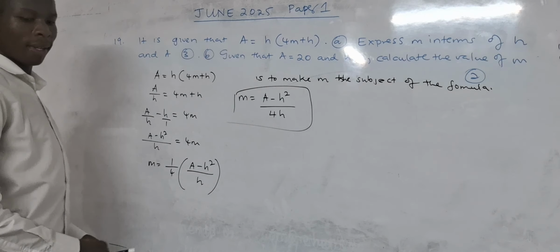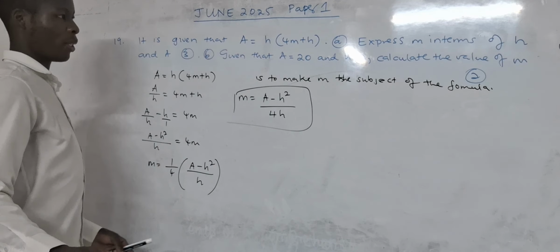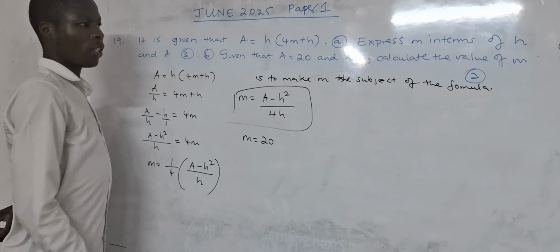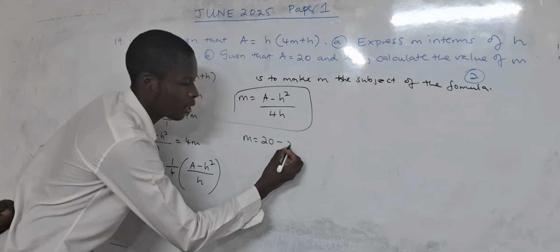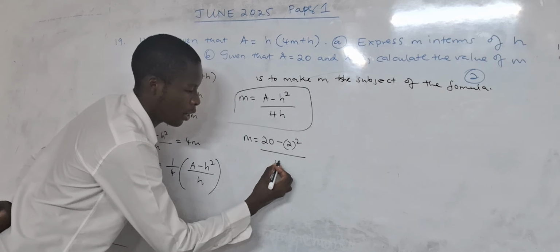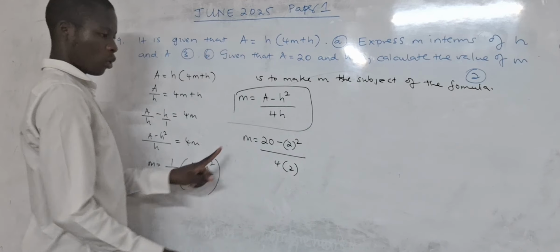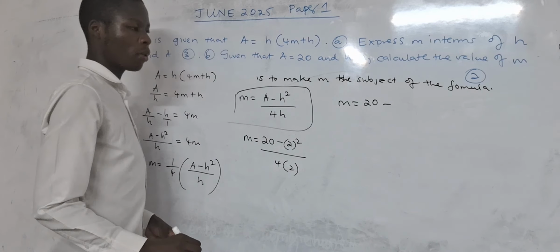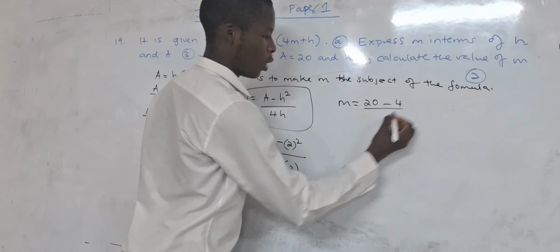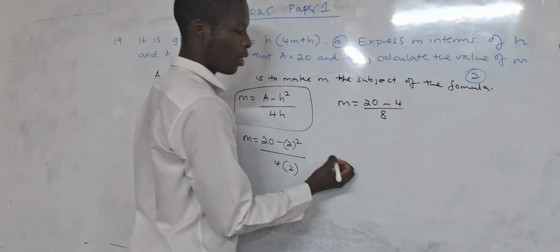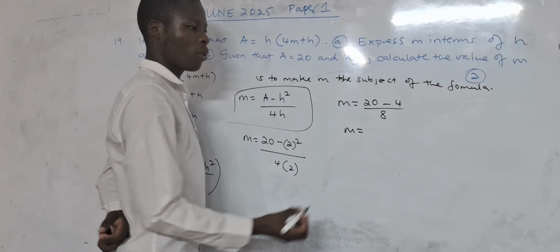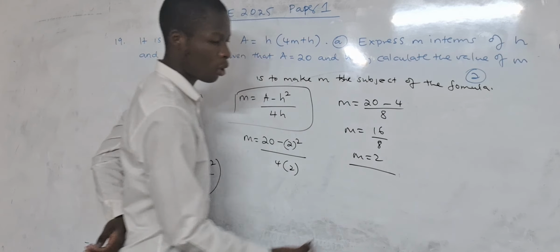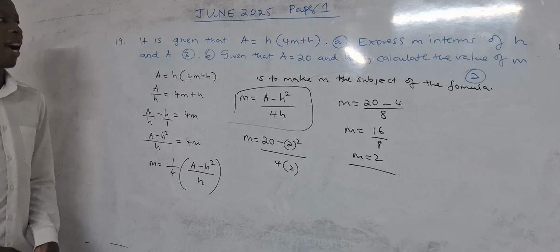B. Given that A is equal to 20 and H is equal to 2, M is equal to 20 minus 2 to the power 2, which means 2 times 2, which is 4, divided by 4 times 2. What is the answer? This is 8. So M is equal to 20 subtracting 4, which is 16, divided by 8. So M is equal to 2. This is the final answer.